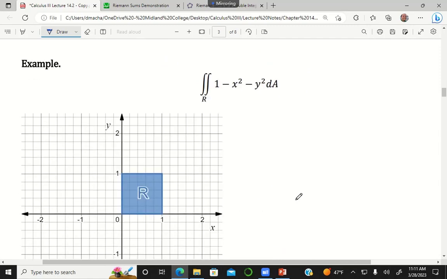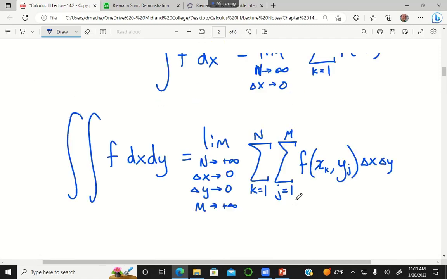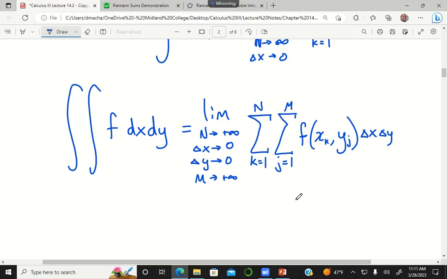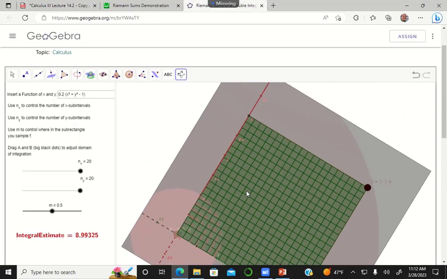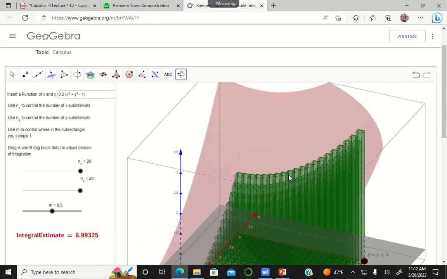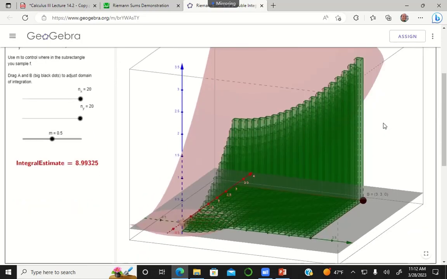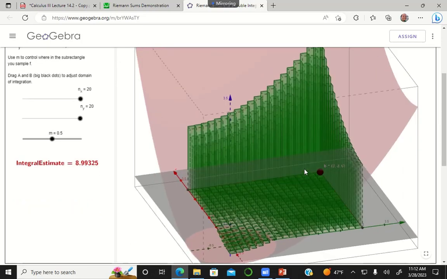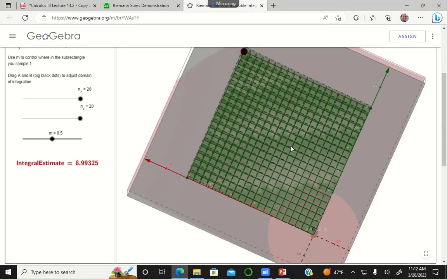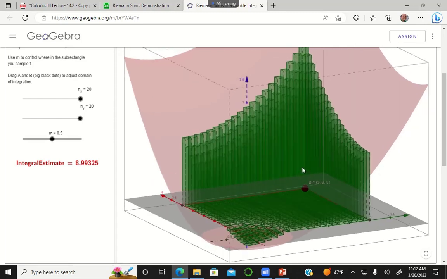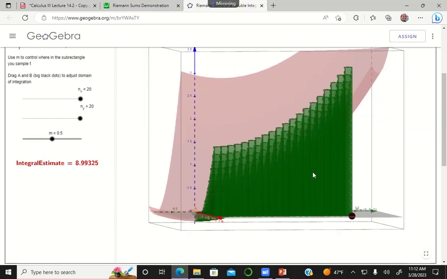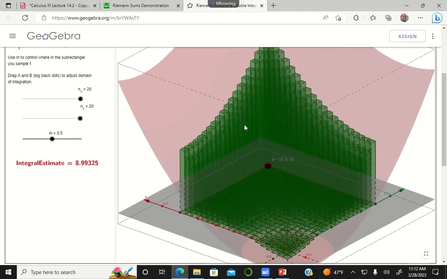So xk is the point between xi and xi plus 1, and then yj is the point between yj and yj plus 1. So in this picture, it's using the very center of the square as the height of the square prism, but the limit definition works even if you take any point inside the square, right? Which is any point inside the x interval along with any point inside the y interval.